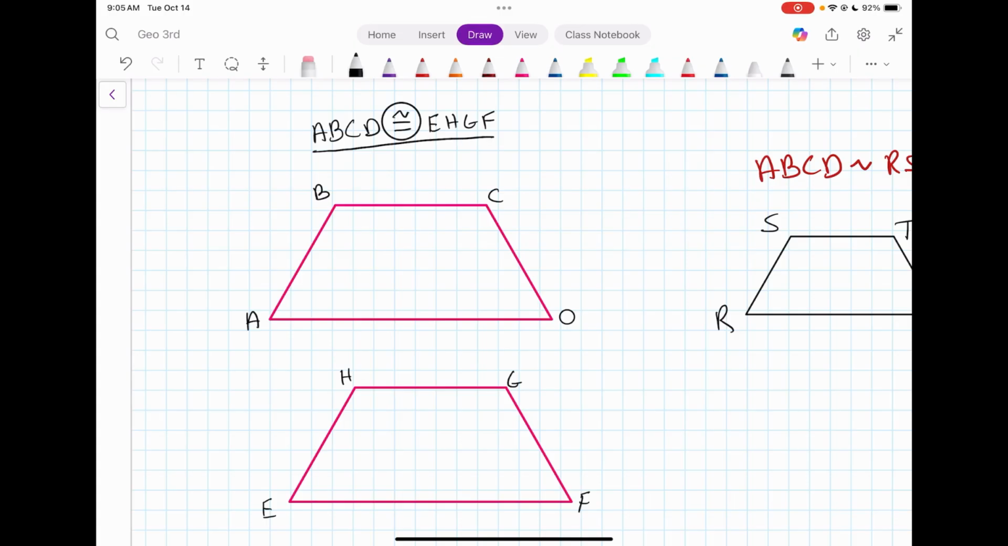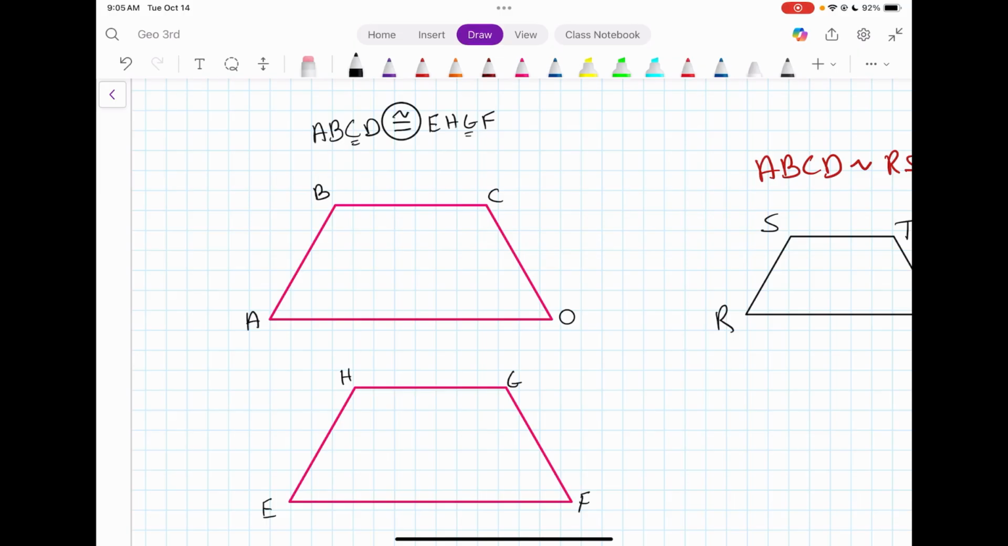The order matters when you're talking about a congruent statement because that tells you exactly which pieces are the same. Side AB and side EH would be the same. Angle C would be identical to angle G. So it not only tells us that they're identical, but it tells us how they're identical.